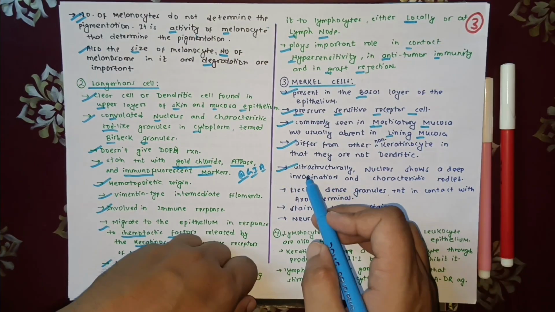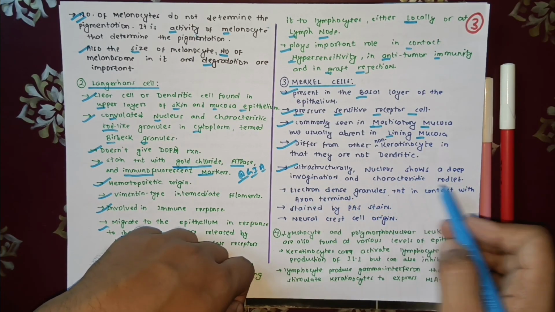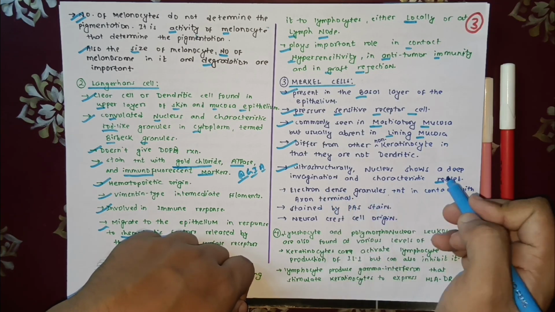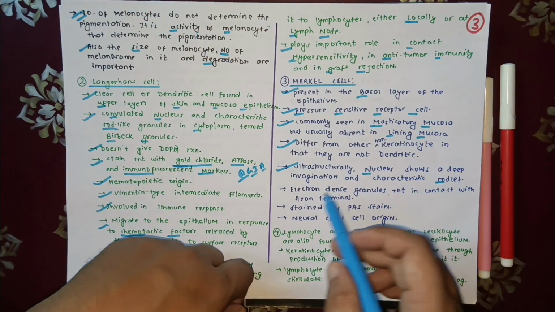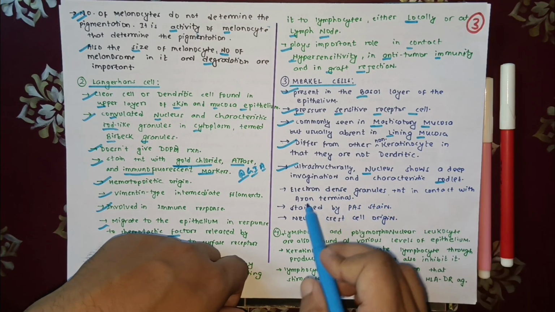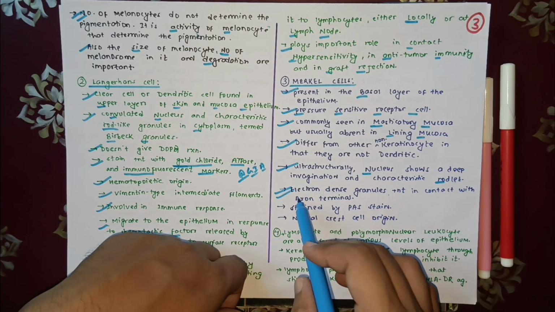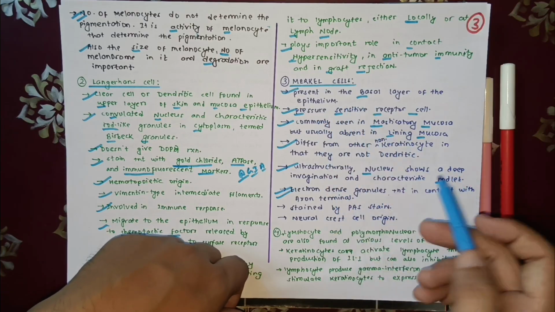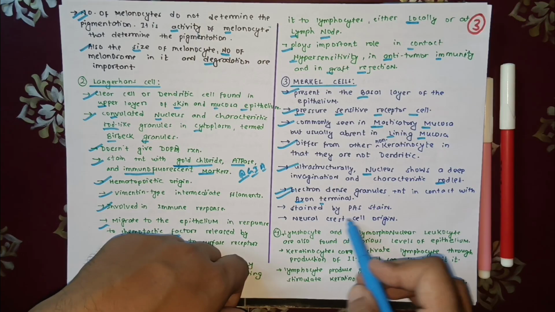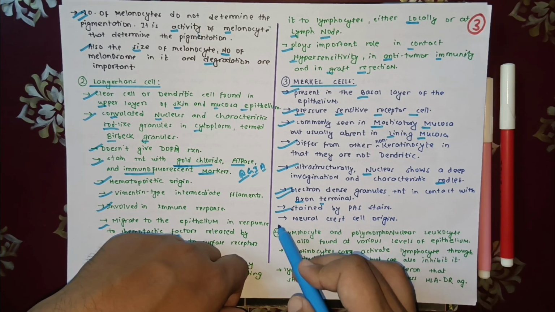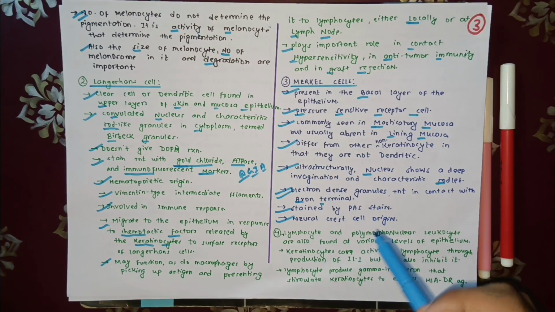Ultrastructurally, the nucleus shows a deep invagination and characteristic rodlets are present in the nucleus, whereas it was convoluted in the Langerhans cell. After that, electron dense granules are present in contact with the axon terminal, and this is important. I will show you in the picture. Electron dense granules are present in this Merkel cell, in contact with the axon terminals. In the next point, they are stained by the PAS stain, and neural crest cell is the origin of this Merkel cell. So we have completed the Merkel cells.